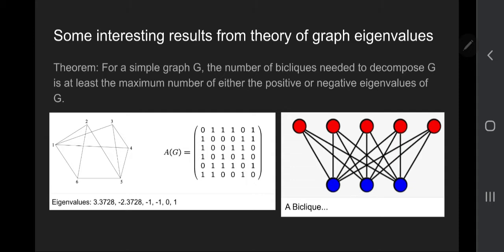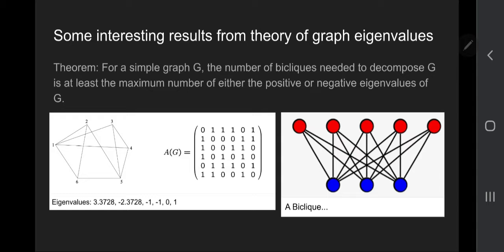The next interesting theoretical result has to do with decomposing the graph G with some bicliques. And remember, a biclique is a complete bipartite graph. So the question is, how many bicliques do you need to decompose the graph G? Now the interesting thing is that if you know something about the eigenvalues of G, you can answer this question very quickly. And the theorem says that the minimum number of bicliques needed to decompose G is the maximum of either the number of positive eigenvalues or the number of negative eigenvalues.